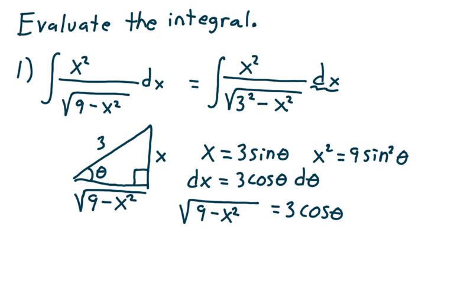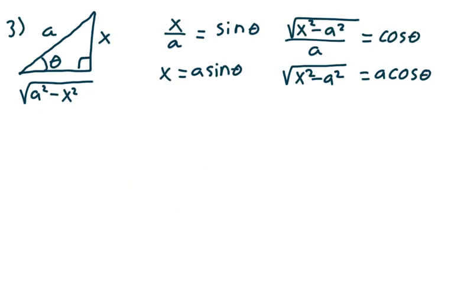The directions say to evaluate the integral. And so in example 1, we have the integral of x squared over the square root of 9 minus x squared dx. And if it helps, we can write this as the integral of x squared divided by the square root of 3 squared minus x squared dx. So in this example, notice that a is equal to 3. And if we go back to our scenarios, it looks like it fits scenario 3.